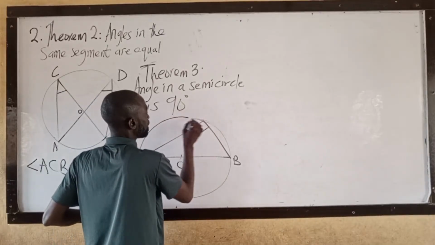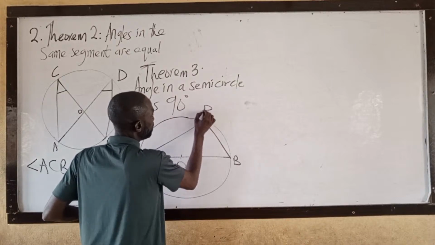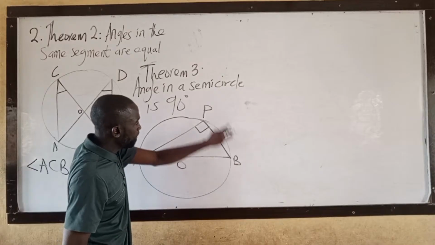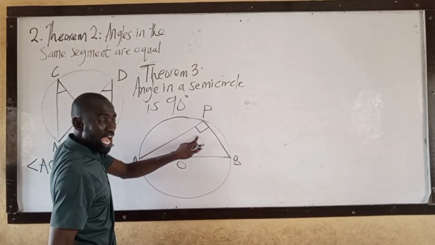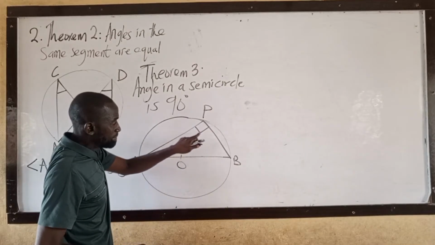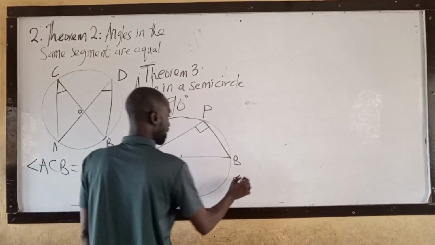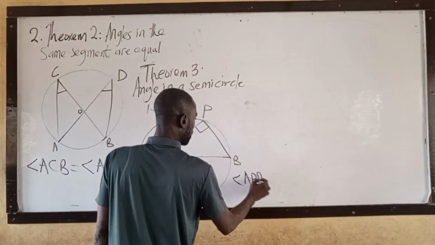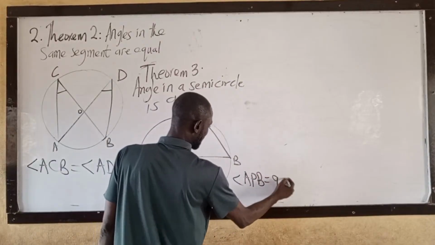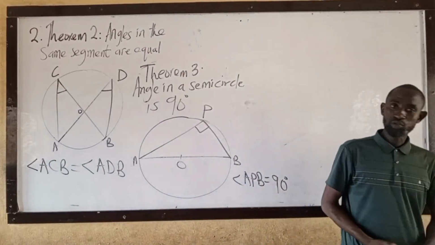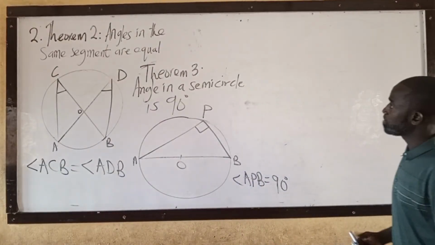So this place is 90 degrees. I can call this place P. So this angle APB or BPA. The owner of the angle is always at the middle letter, you name it at the vertex. So angle APB equals 90 degrees. Then theorem 4.